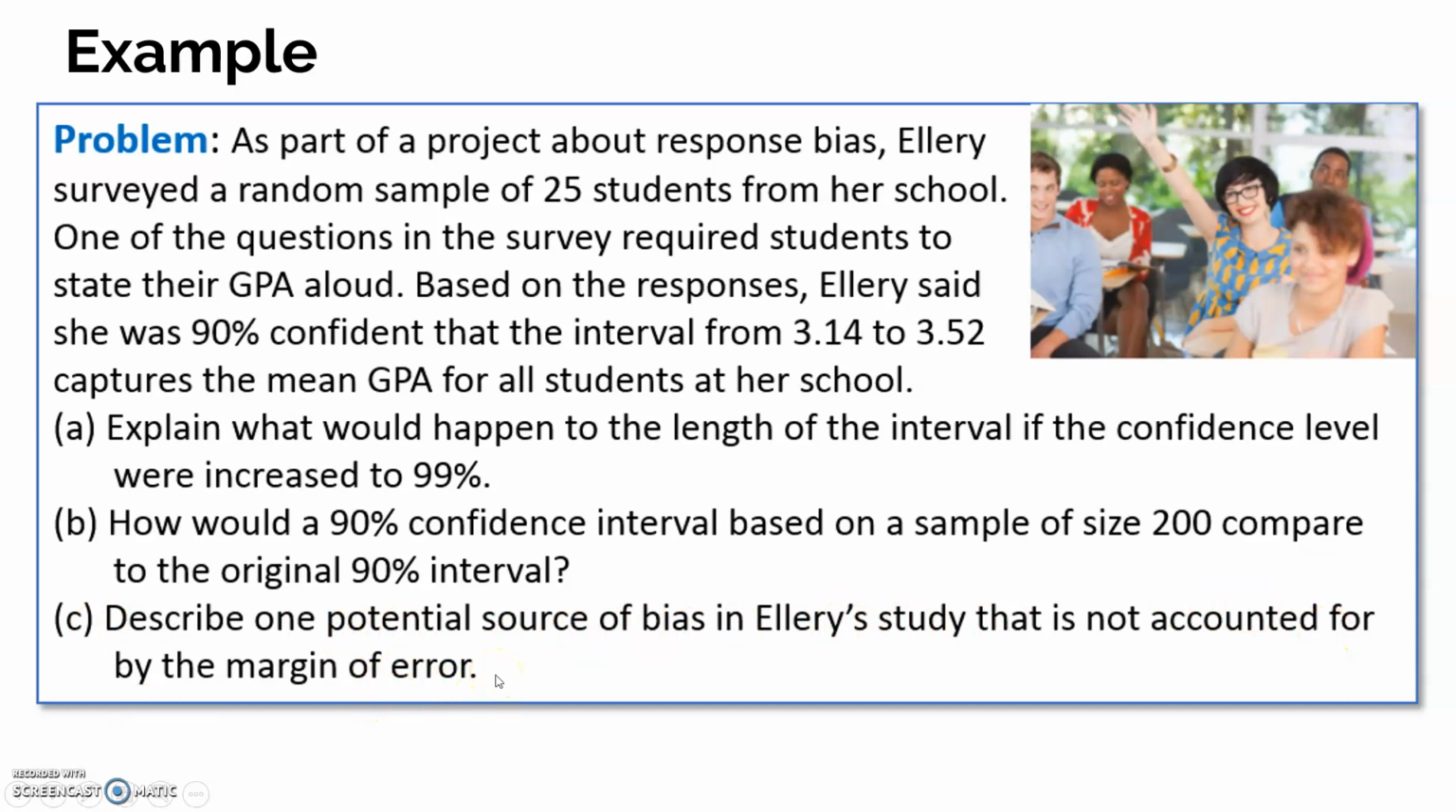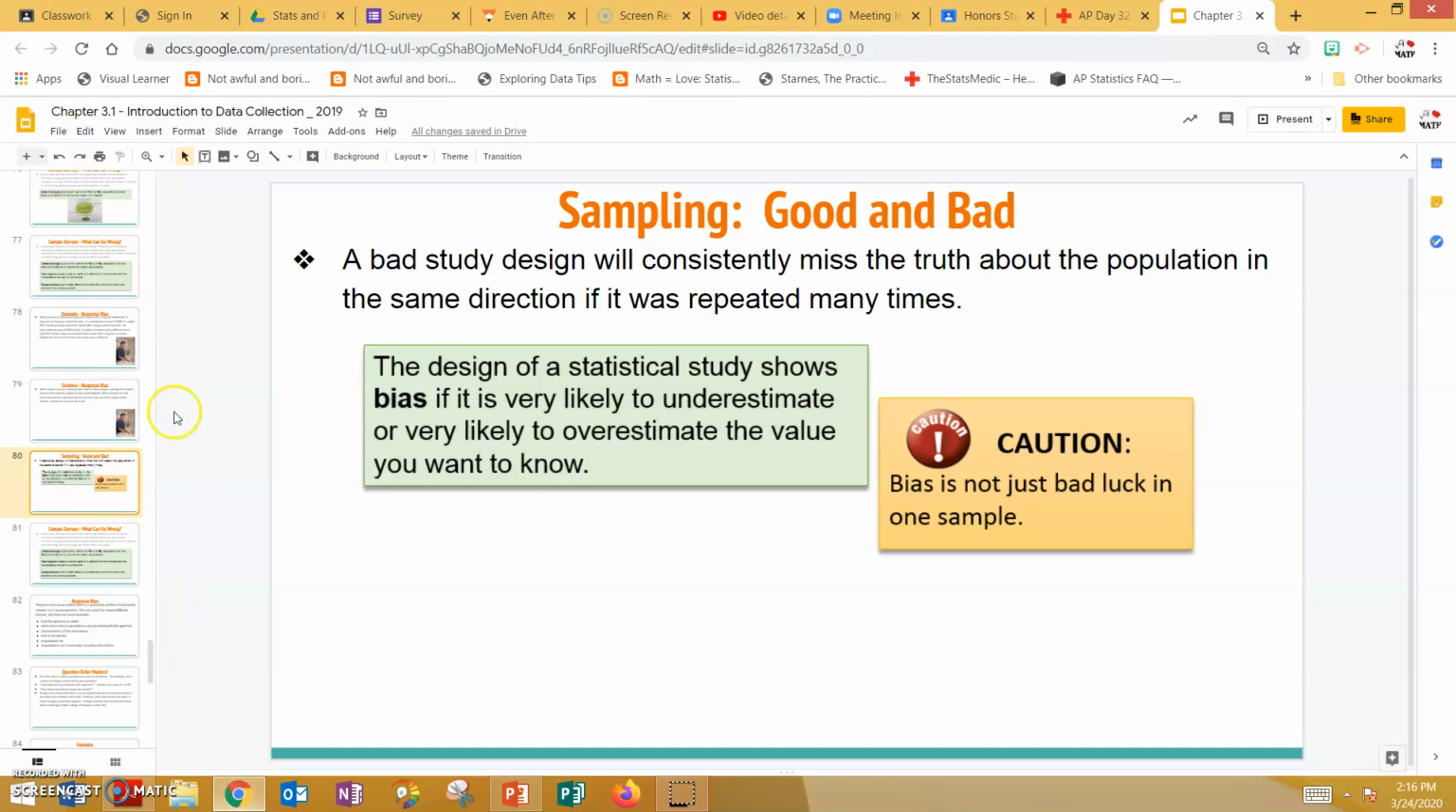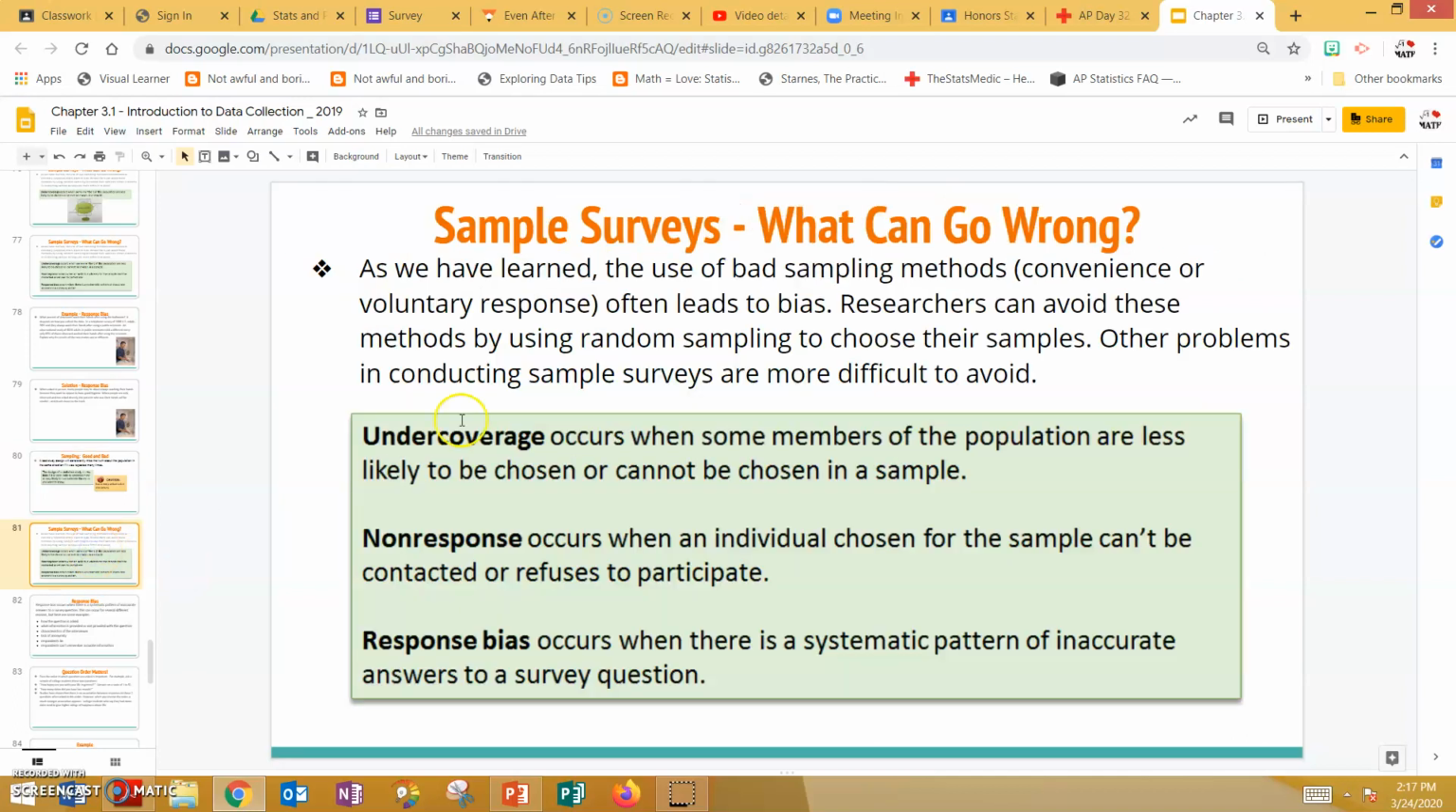And it says describe one potential source of bias in Ellery's study that is not accounted for by the margin of error. Okay, again, let me go back to chapter 3 when we first talked about what bias was. So the design of a statistical study shows bias if it is very likely to underestimate or overestimate the value you want to know. And it's not just bad luck. Okay, there's just a systematic flaw to the way you're collecting your data, and it causes you to underestimate or overestimate this value.